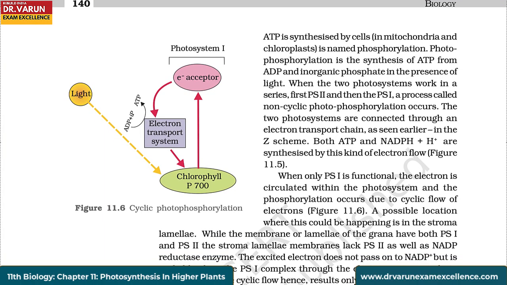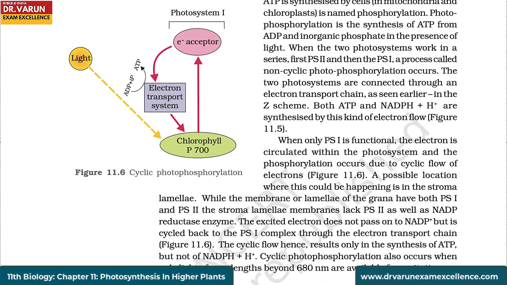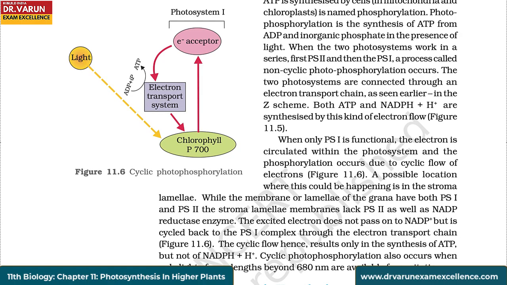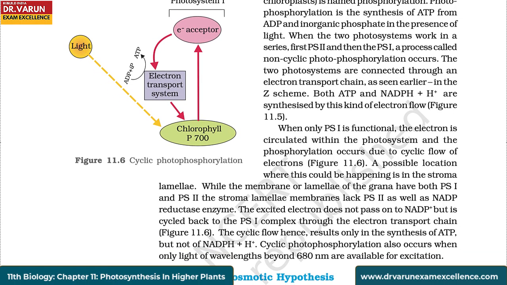When the two photosystems work in a series, first PS2 and then PS1, a process called non-cyclic photophosphorylation occurs. The two photosystems are connected through an electron transport chain as seen earlier in the Z scheme. Both ATP and NADPH are synthesized by this kind of electron flow.